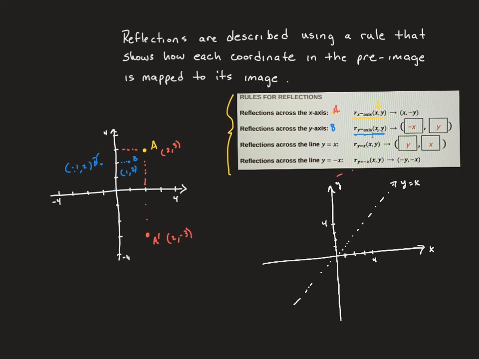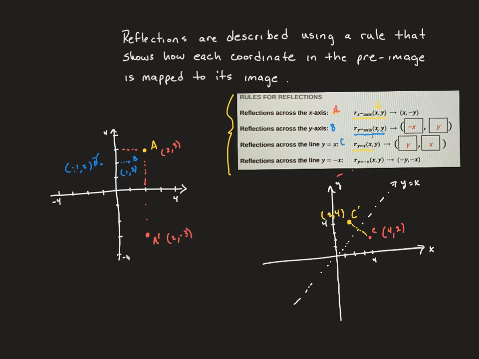And then if we create a point, this is going to be point C, and its ordered pair is going to be (4, 2). And then if I reflect it across y equals x, we're going to have point C prime, which is going to be (2, 4). So we can see that my x and my y have switched. That was point C.